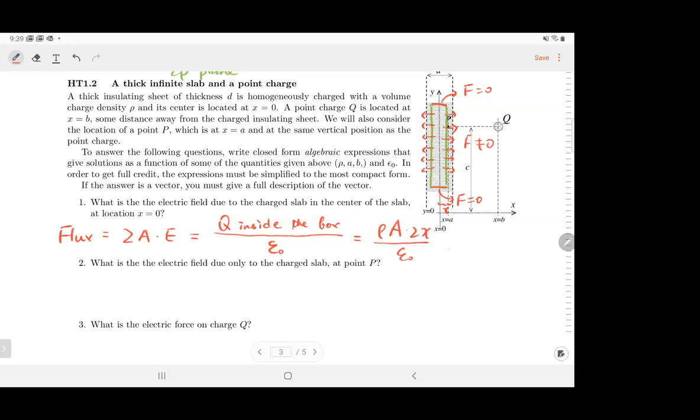Then we can solve the electric field is equal to rho. The A canceled. Right? So we have rho and the number two canceled. So we have rho times x over epsilon. Okay, so this is the electric field as a function of x. And if x is equal to zero, then this is equal to zero. So the first question, the electric field at the center of the slab, is equal to zero.